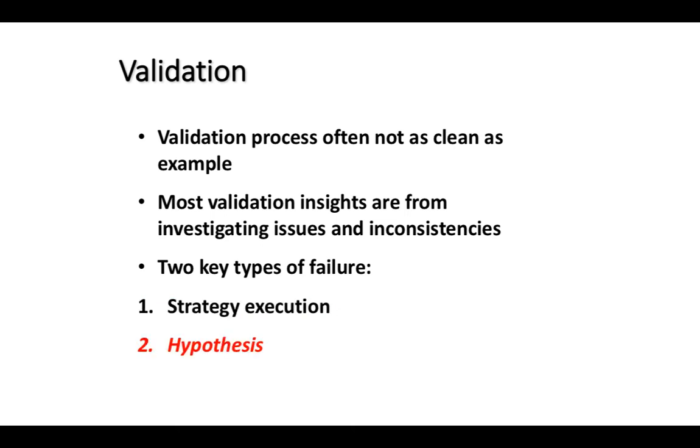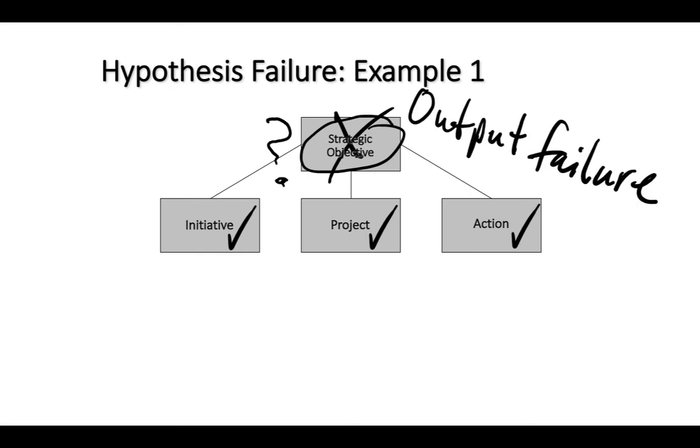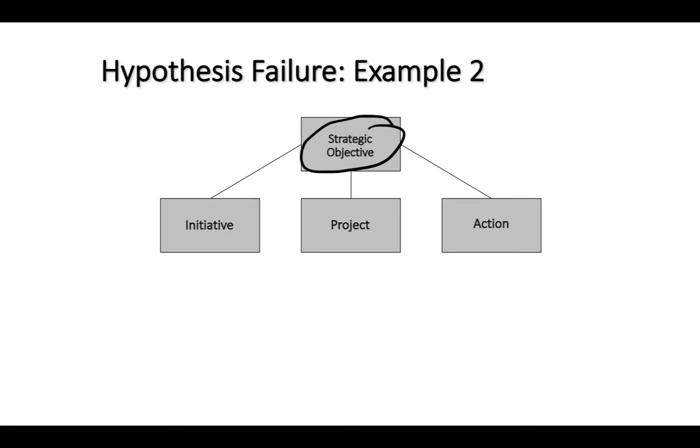Now let's have a look at a hypothesis failure. So it's the same strategic objective that was not accomplished. But lo and behold, this time, all of the work that was planned in order to achieve the objective was accomplished. So what's going on in this case? Something went off the rails here. It looks like the cause and effect logic was not used appropriately in planning out the strategy. This can be referred to as an output failure. That is, we took all the steps we intended to take, but still didn't get the results we were looking for.